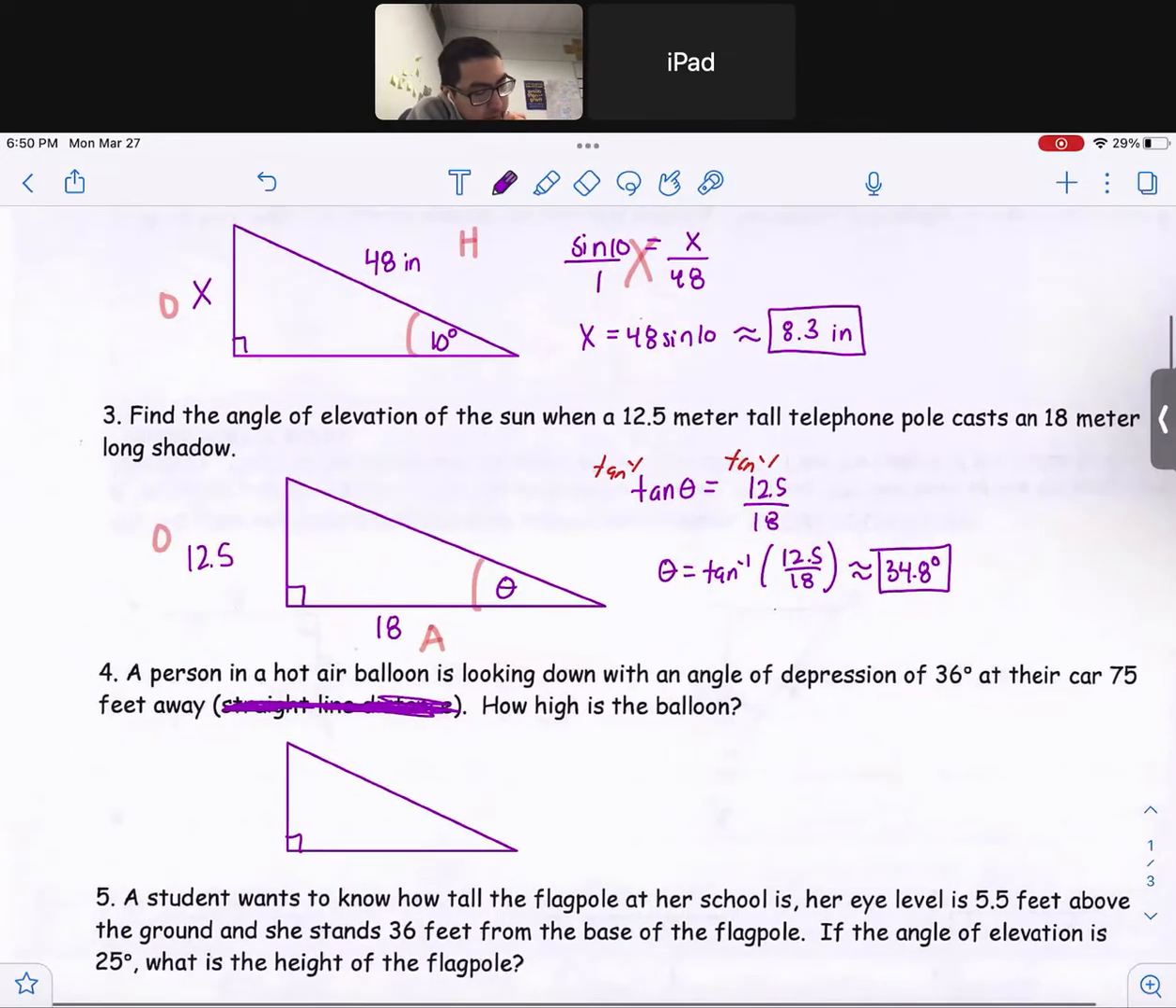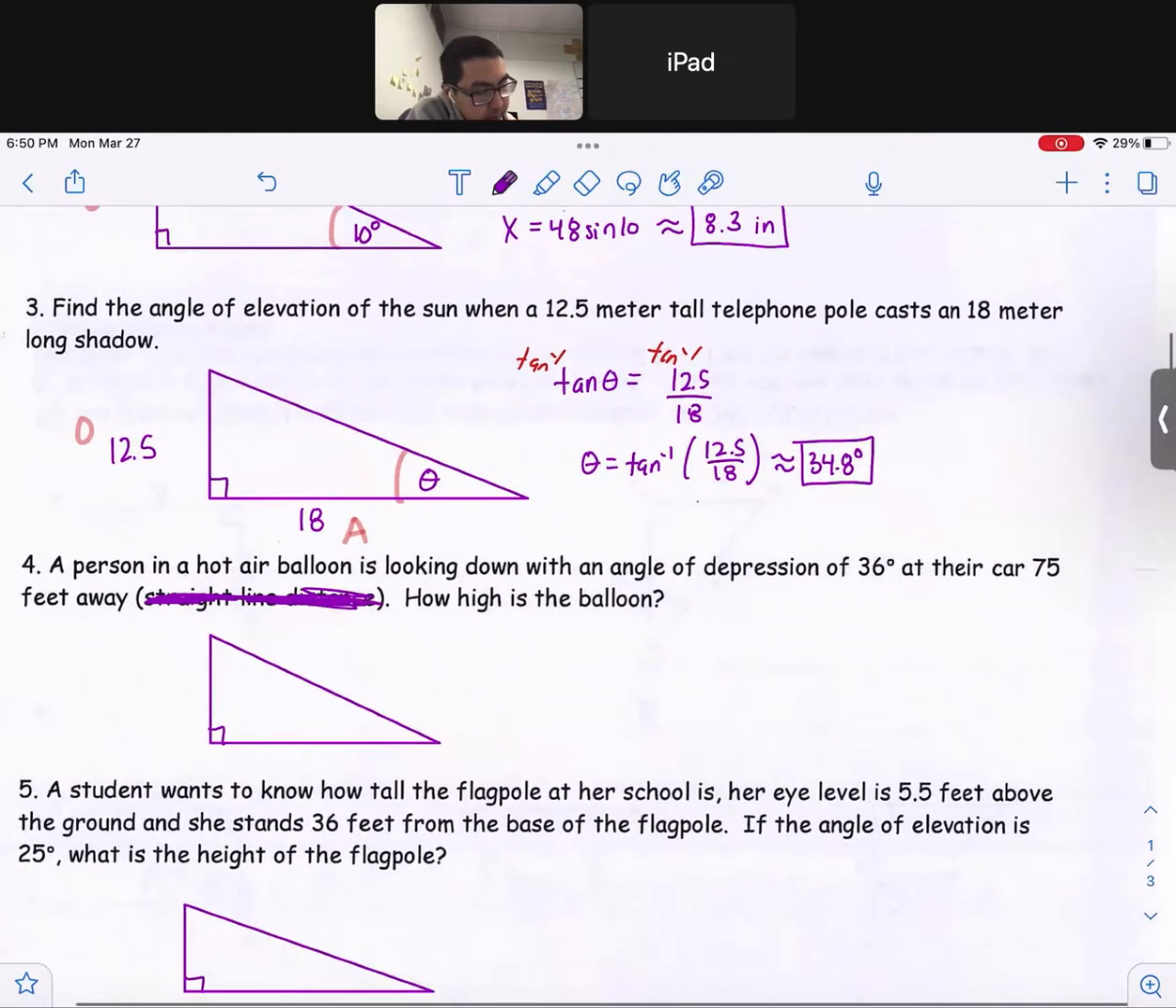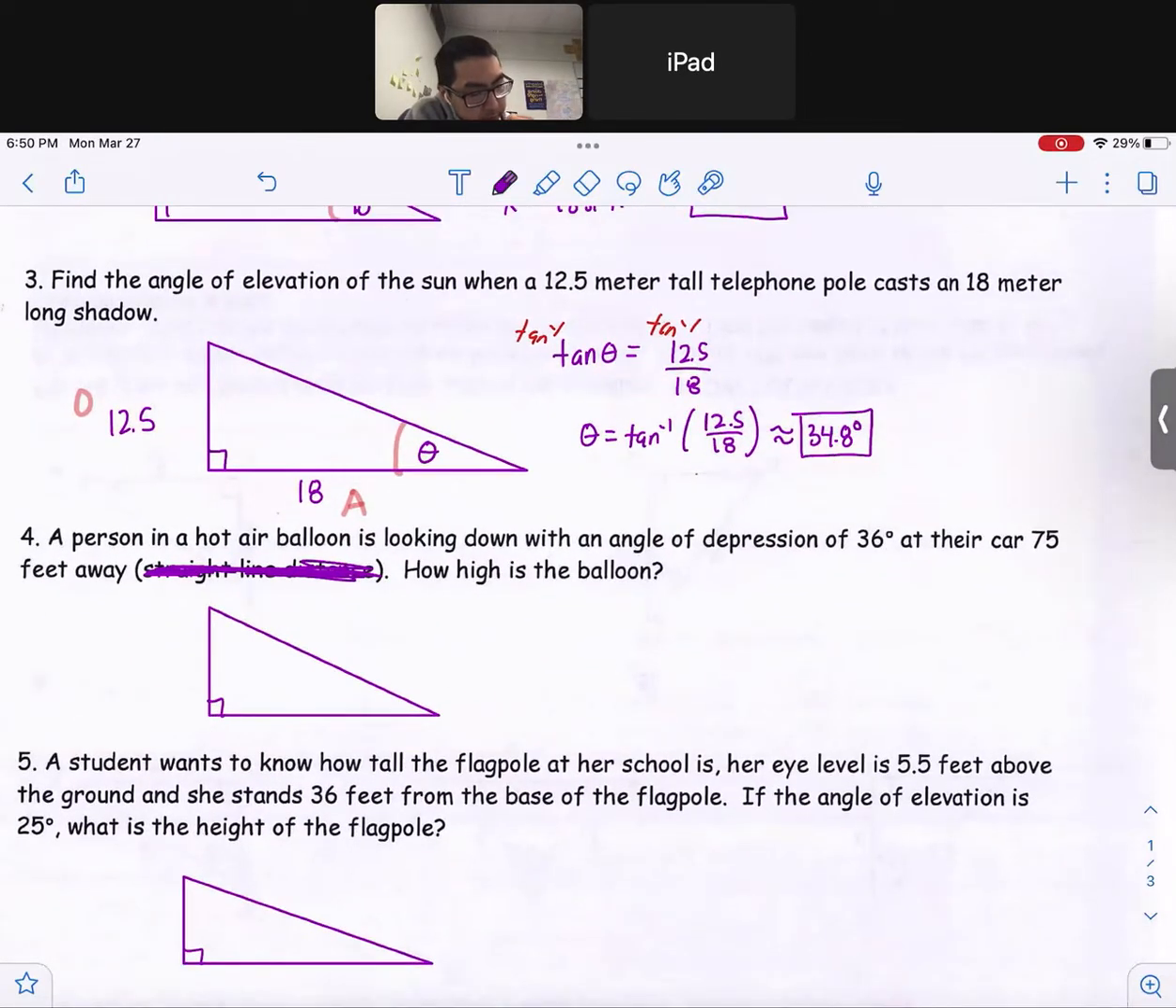Okay, so a person in a hot air balloon. In this hot air balloon, there's already a person. At an angle of depression, so that's the angle that's formed with the ceiling, they see a car that's 75 meters away. So from the person to the car, it's 75 meters away. How high is the balloon?